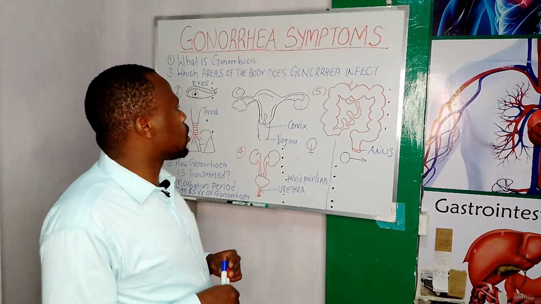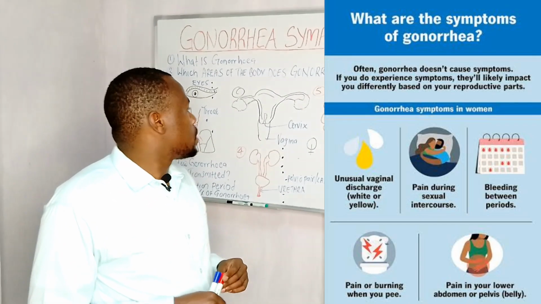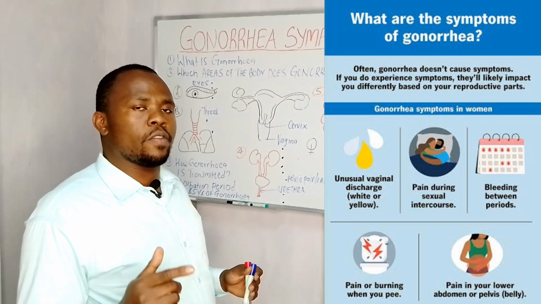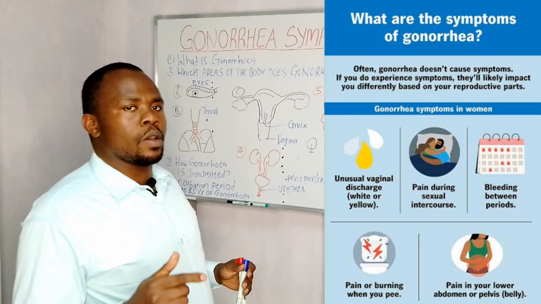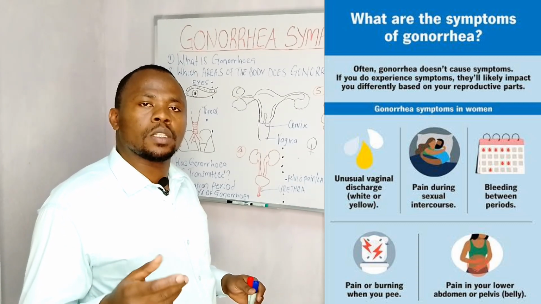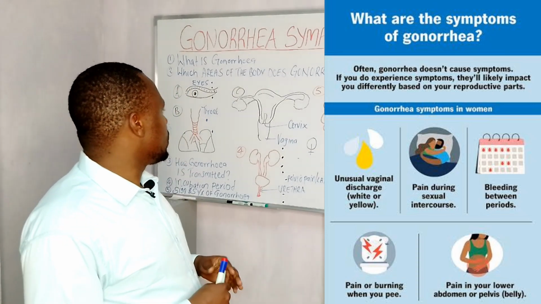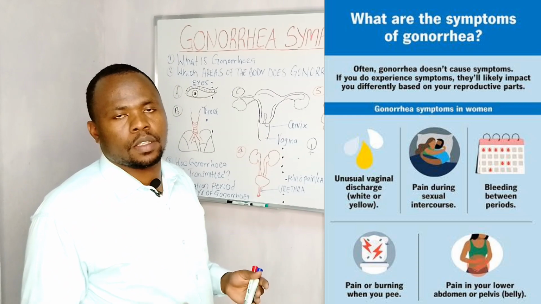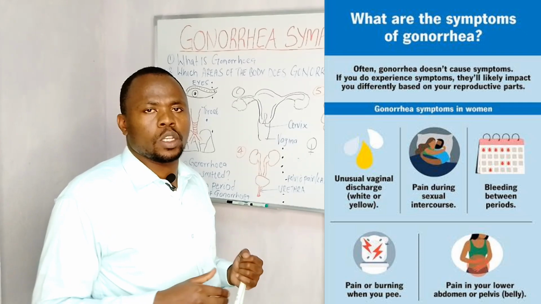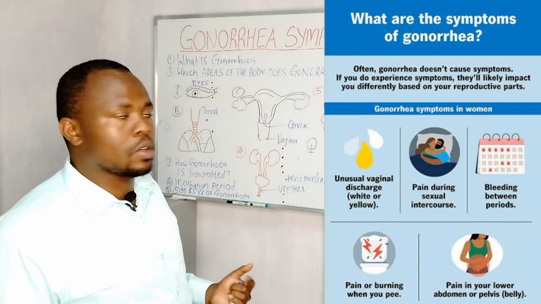What are the symptoms when gonorrhea infects females? One, if you are female infected with gonorrhea, you will have an increased vaginal discharge, which might be clear in color, creamish or yellowish, and usually has a bad smell. Then you will have pain during sex, which is what we call dyspareunia. Then you will have postcoital bleeding. Postcoital bleeding is where you bleed after sexual intercourse.